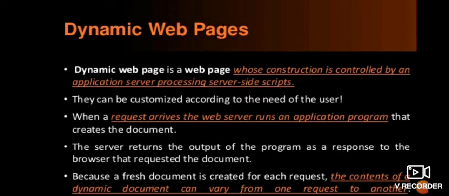Second is dynamic web page. A dynamic web page is a web page whose construction is controlled by an application server processing server-side scripts. They can be customized according to the need of the user. When a request arrives, the web server runs an application program that creates the document. The server returns the output of the program as a response to the browser that requests the document. Because a fresh document is created for each request, the contents of a dynamic document can vary from one request to another.